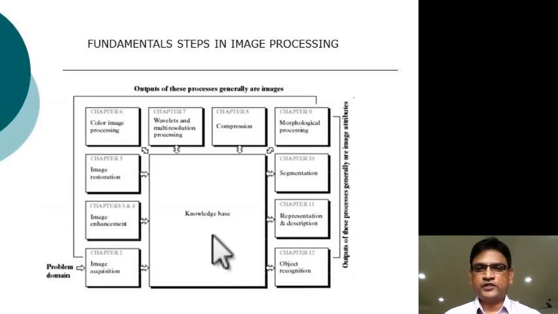In addition to all these subblocks, there is another important block called the knowledge base, which is very important for the entire digital image processing. This knowledge base will hold the type of the application, the nature of the image, and also it controls each and every step. Depending upon the application, we can apply all steps or only a few steps. That is decided by the knowledge base. Depending upon the type of the problem domain, this knowledge base will assign the processing steps out of these.